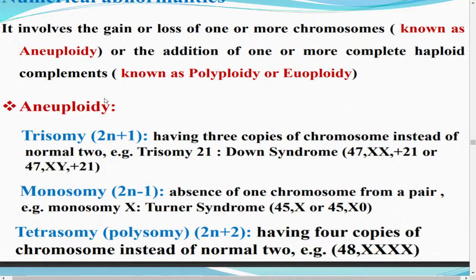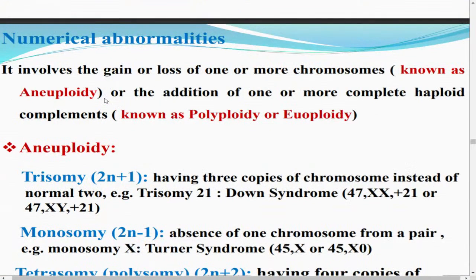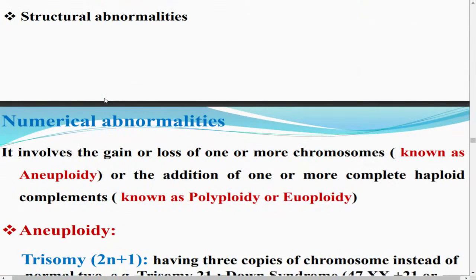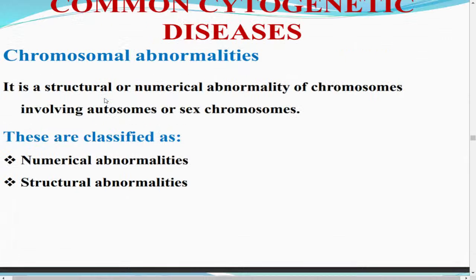Tetrasomy, we have studied this at the end of this lecture, with additional chromosomes. The higher the number, the worse the case. Euploidy, polyploidy, complements. We only focused on the aneuploidy, the numerical abnormalities.